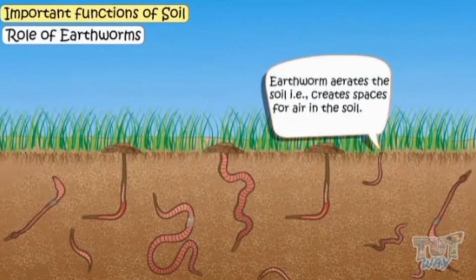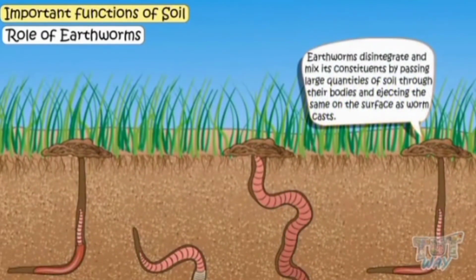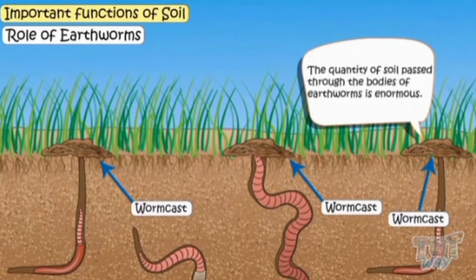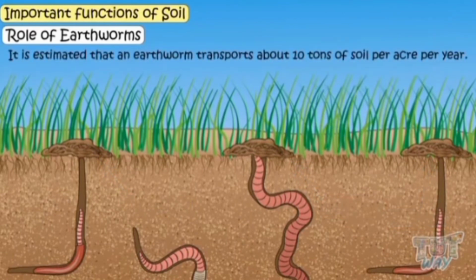Earthworms aerate the soil. That is, create spaces for air in the soil, and also help to disintegrate and mix its constituents by passing large quantities of soil through their bodies and ejecting the same on the surface as worm casts. The quantity of soil passed through the bodies of earthworms is enormous. It is estimated that earthworms transport about 10 tons of soil per acre per year.